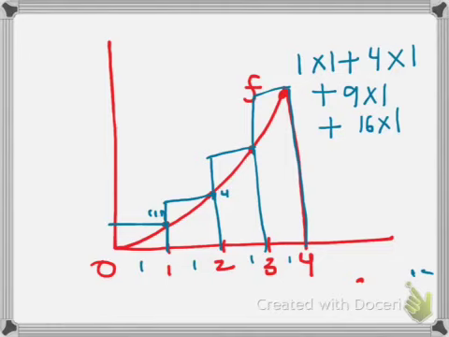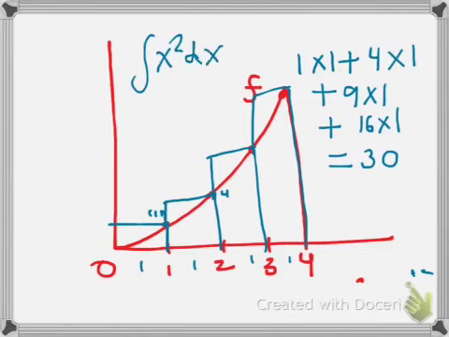So these are the 4 rectangles, which give me an approximation of the area under the curve F, right? So that's 1 plus 4 is 5, plus 9 is 14, plus 16, so it's 30 actually, right? So the area under this curve, basically I'm approximating the integral of x squared dx from 0 to 4, right?